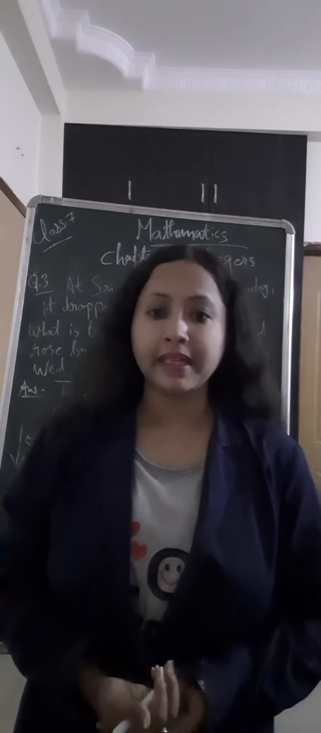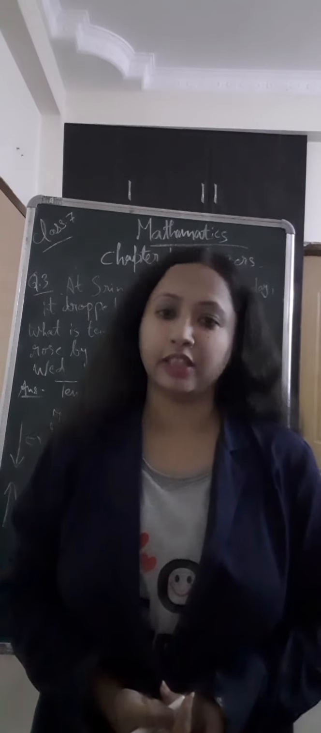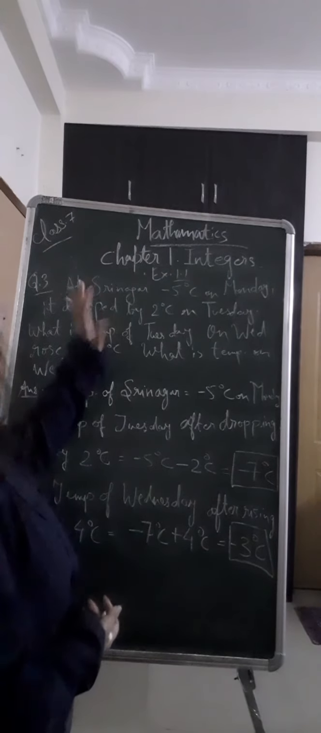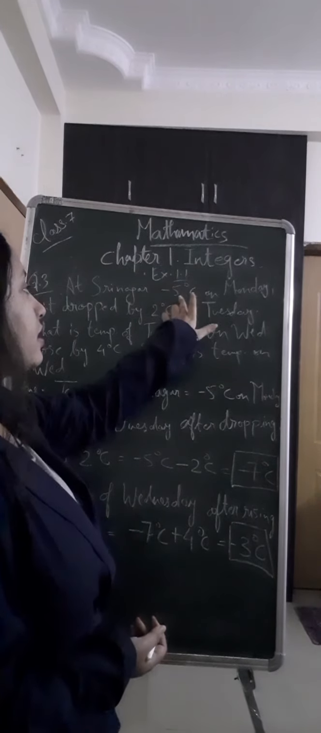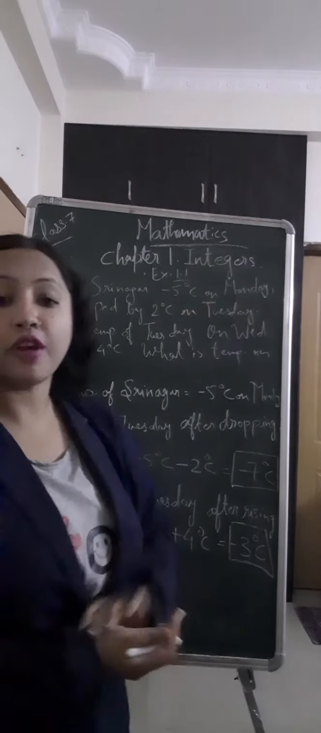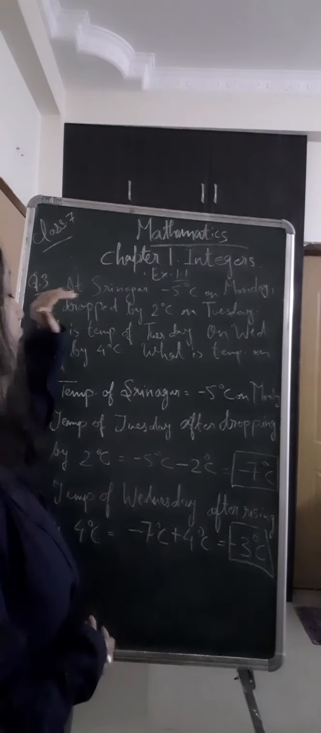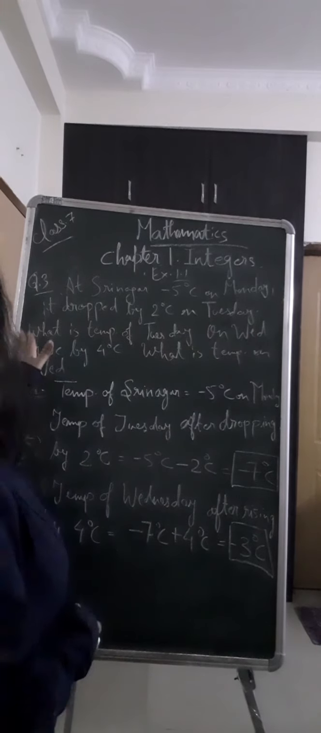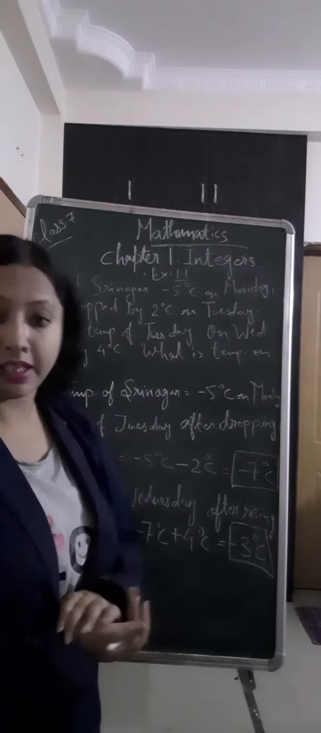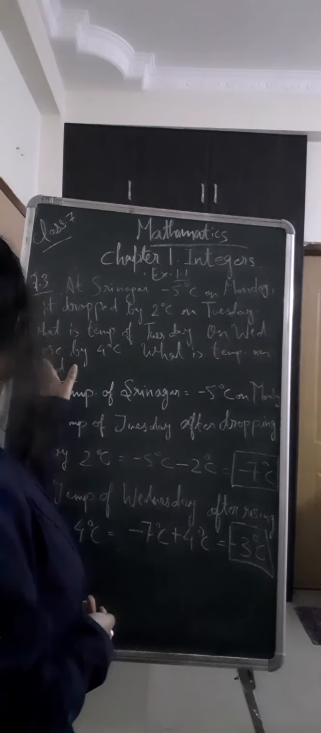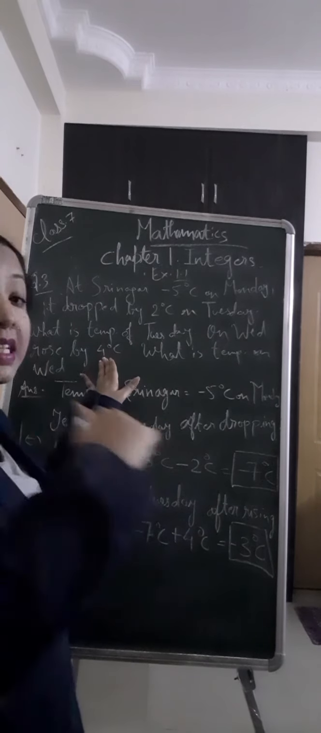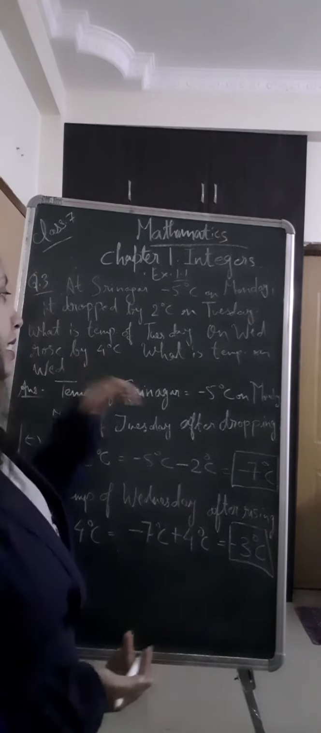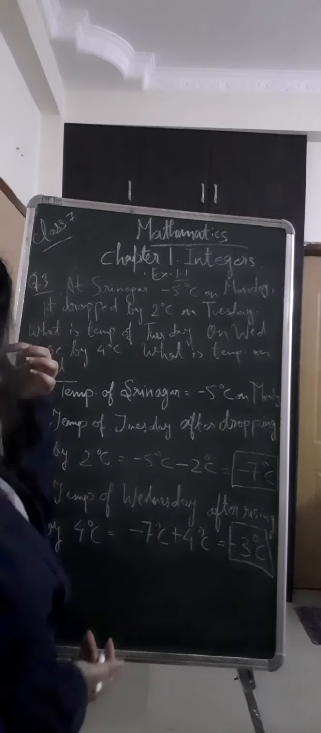Children, now we will be discussing our question number 3. So let us see the question. At Srinagar, the temperature is minus 5 degrees Celsius on Monday. Now it dropped by 2 degrees Celsius on Tuesday. Then what is the temperature on Tuesday? It is asking. Now on Wednesday, it has risen by 4 degrees Celsius.